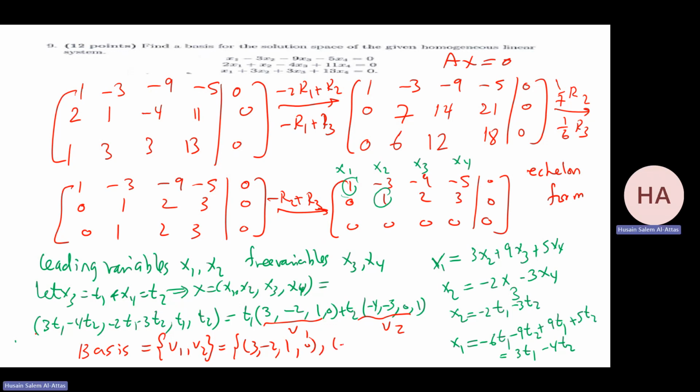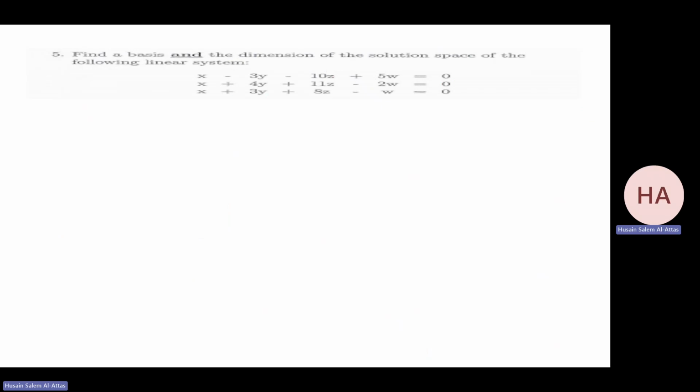Is it the only solution? No. You can have a different set of bases, but the dimension should be the same. We have only 2 vectors. Find the basis and dimension of the solution space. The same idea. Let us do it.